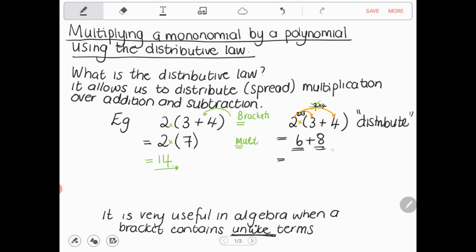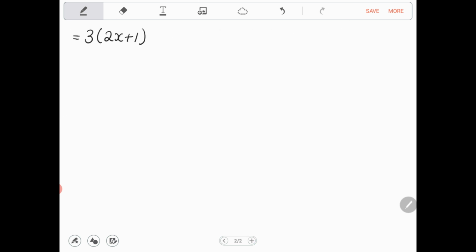Then we're going to look for like terms here. 6 plus 8, they're both numbers, so the answer is going to be 14. So you can see that whether we do the brackets first and then multiply, or we distribute and then add and subtract, we're going to get the same answer. And we use this a lot in algebra when we've got unlike terms.